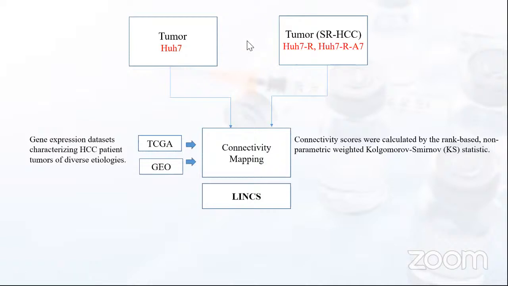Here 2 cell lines were taken: the first one was a normal HCC cell line, and then we had the sorafenib-resistant HCC cell line. These 2 cell lines were subjected to connectivity mapping through the LINCS database. Connectivity mapping provides the connectivity scores, which were calculated by the rank-based non-parametric weighted KS statistic. After the connectivity mapping, data sets from TCGA and GEO were taken to cross-verify with the gene expression data sets characterizing HCC patient tumors of diverse etiologies.